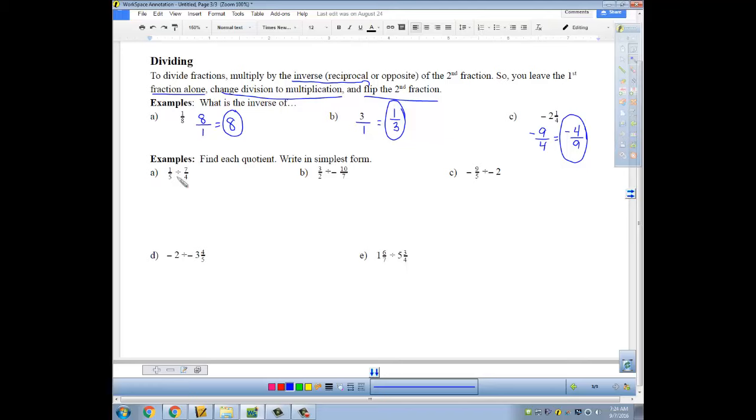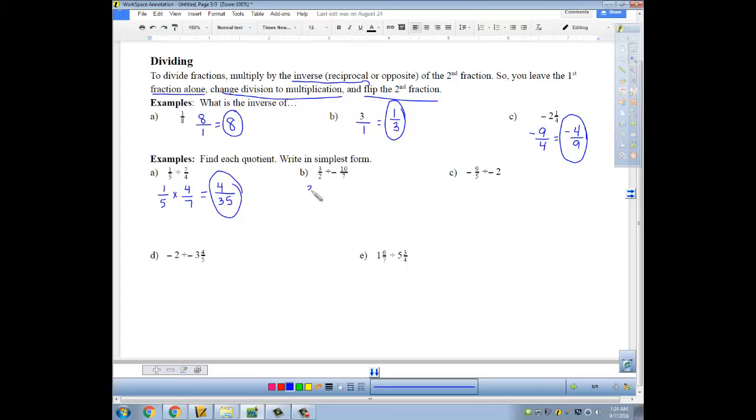So we're going to do some practice problems. So we're going to keep the first fraction 1/5. Change division to multiplication, flip the second fraction. Once we do that, we can multiply straight across. So 1 times 4 is 4, 5 times 7, 35, and that cannot be reduced.